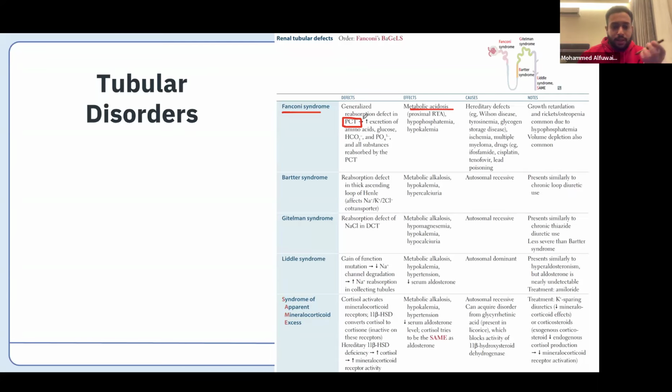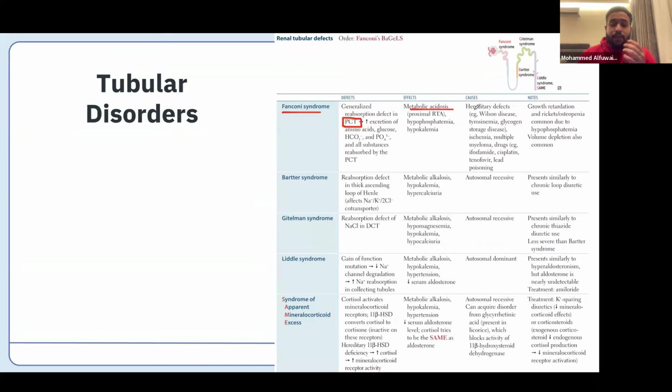Bicarbonate. Good. What electrolyte? Bicarb. No more alkaline substances, so you have acidosis. Easy. Okay. They'll also have glucosuria, hypokalemia, hypophosphatemia, a lot of things because all substances will be lost. Okay. When will this happen?